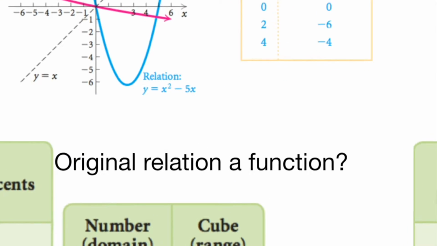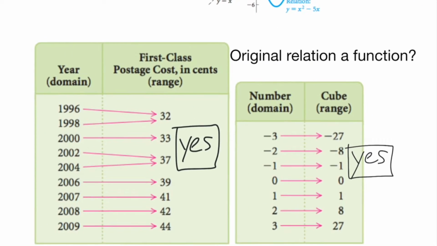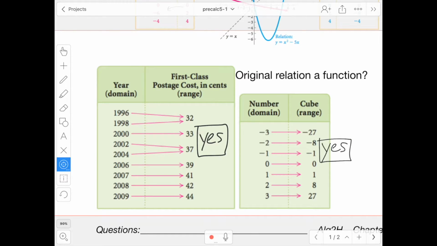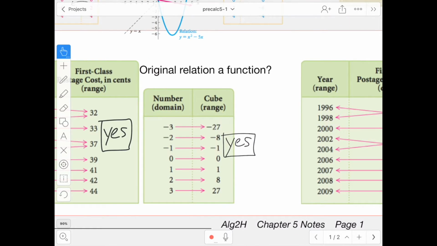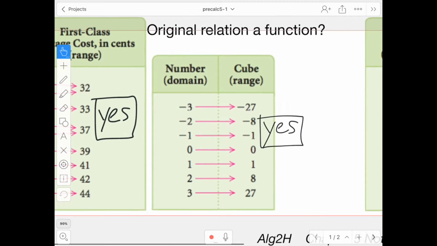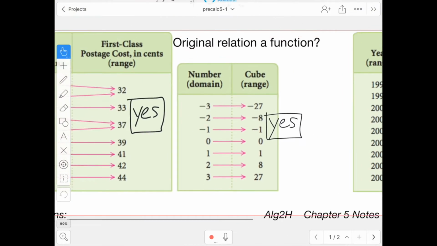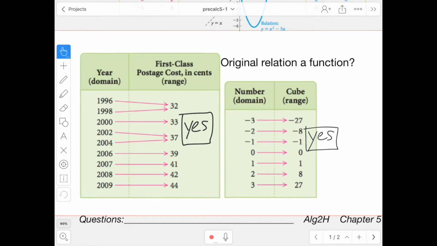So, next question. Let's remind ourselves how to determine if something's a function. You say the input, and then, like if 2002 is the input, then the output is 37. 2006, the output is 39. And even two inputs can have the same output. That's fine. This relation is a function, yes, because every input has exactly one output. And here, this is also a function because every input has exactly one output. You cube these numbers, and this is what you get. So yes, these originals are functions.